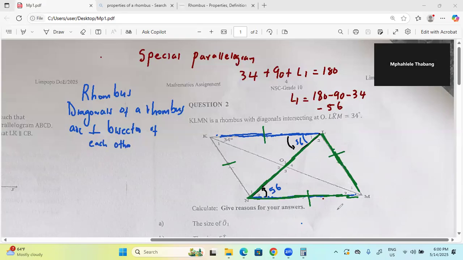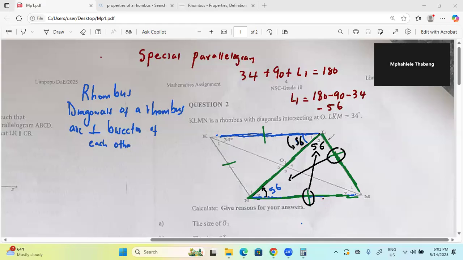Now, if you are given a triangle with two sides that are equal, that triangle, we call it an isosceles triangle. Now, angles that are opposite to those sides, which angle is opposite to the side NM? It is this angle L2. And which angle is opposite to the side LM? It is this angle N2. So these angles which are opposite to equal sides are also equal. It means L2 also is 56. So I saw that L1 is 56 and L2 is 56.